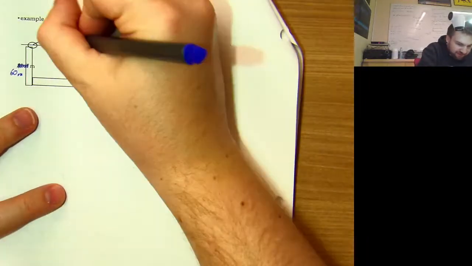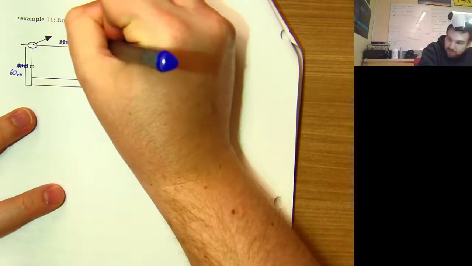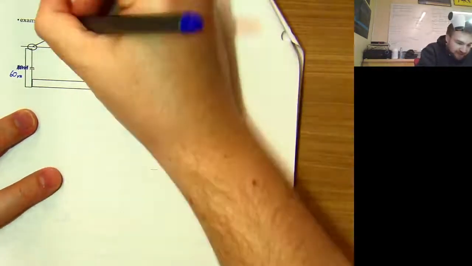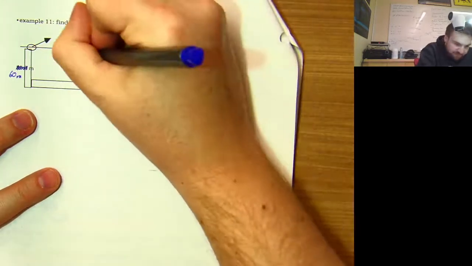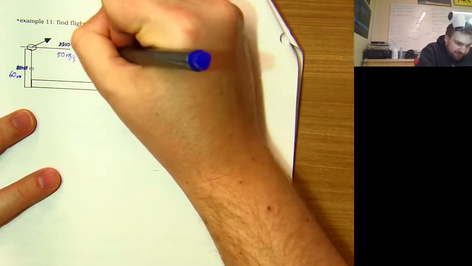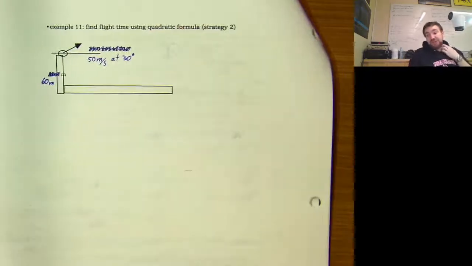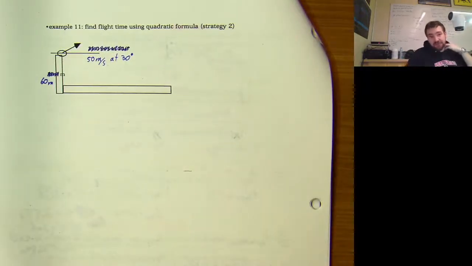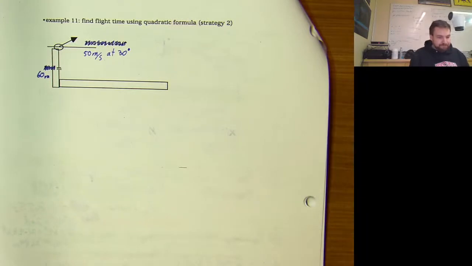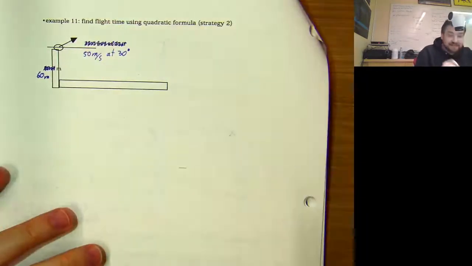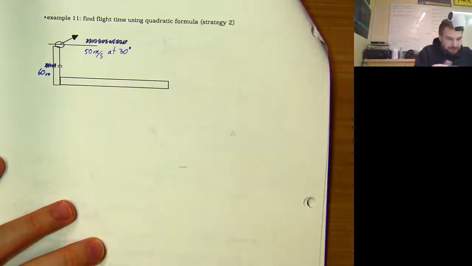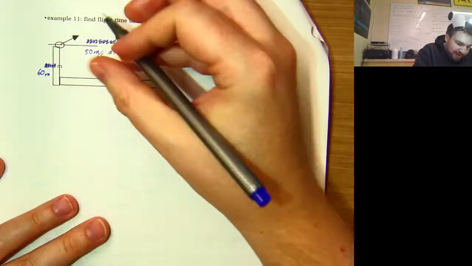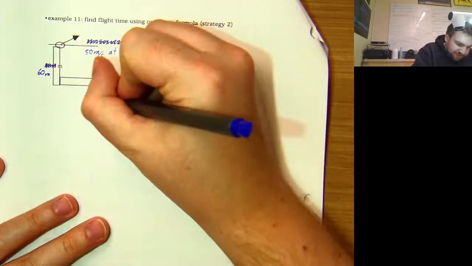This is not 35 meters per second at 20 degrees. It's going to be the same as the previous question. This is going to be 50 meters per second at 30 degrees. And we're just going to use strategy 2. We'll just go from the beginning of the problem straight to the end of the problem. We're not going to break this thing up. And again, I'm changing the numbers to be exactly the same as the previous example so we can see our answers lining up.